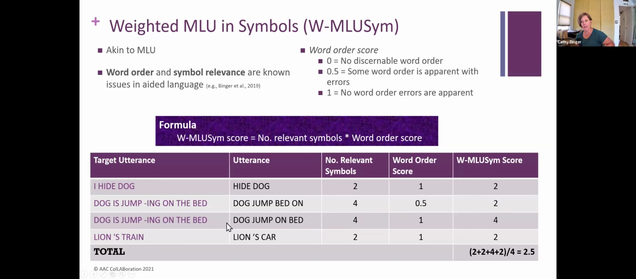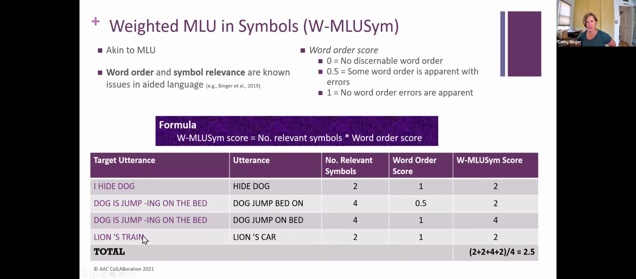We get to the third one and everything is correct, right? They don't have all the morphemes and everything in here, but that's okay. They have "dog jump on bed." There are 4 relevant symbols and the word order score is fine. So 4 times 1 is 4. I gave these 2 examples in particular so that you could see this is basically the same sentence, it's just 2 of the words are flipped. So the kid's getting half credit for this sentence versus this sentence. So we're not giving as much credit if the word order is off.